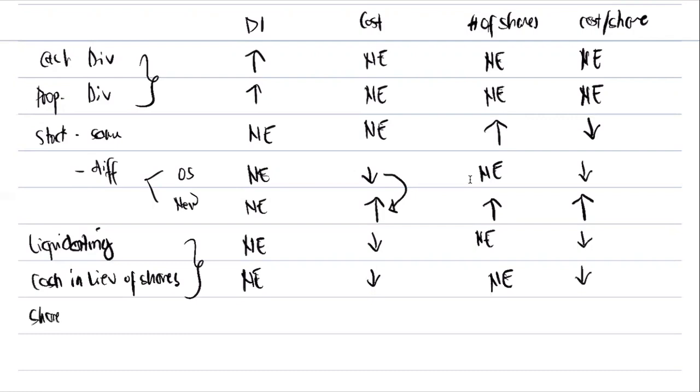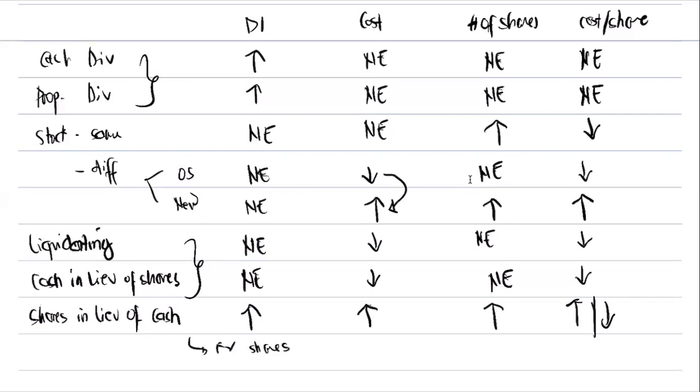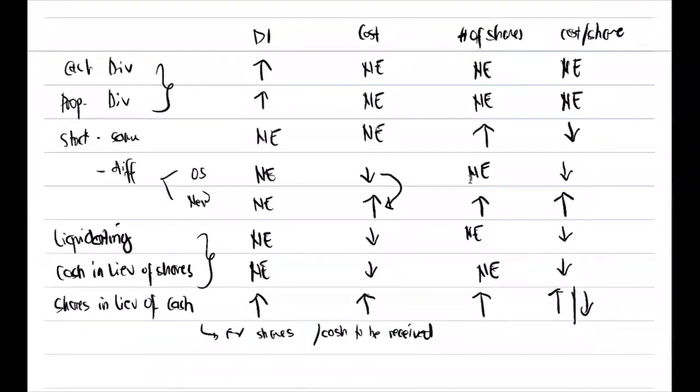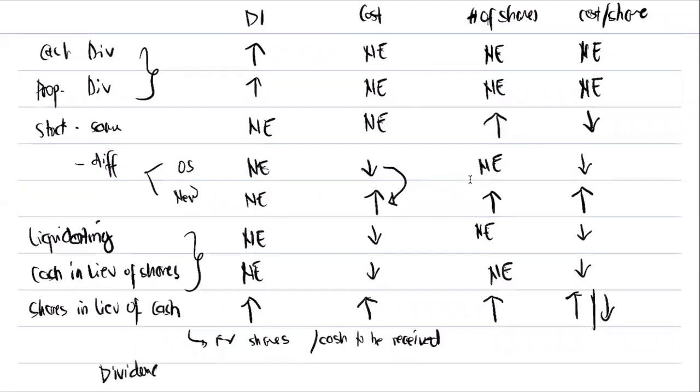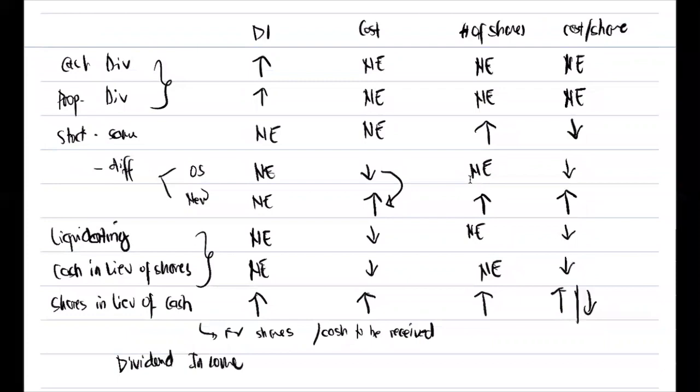Next, we have your shares in lieu of cash. If that is a share in lieu of cash, what is the effect on your dividend income? Increase. As to the cost of your investment, of course, it will increase. The number of shares will increase. Your cost per share will either increase or decrease depending on the fair value of the shares or the cash to be received. Because again, you measure this either at fair value of the shares or the cash to be received. Take note, what are we measuring here? The dividend income. We are measuring the dividend income.